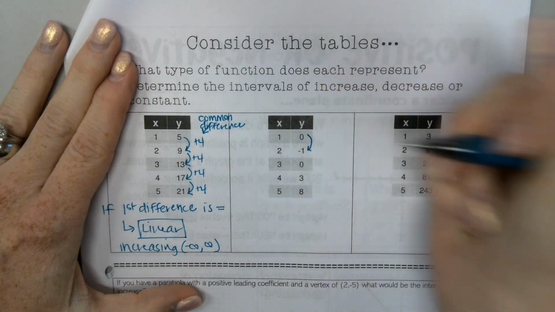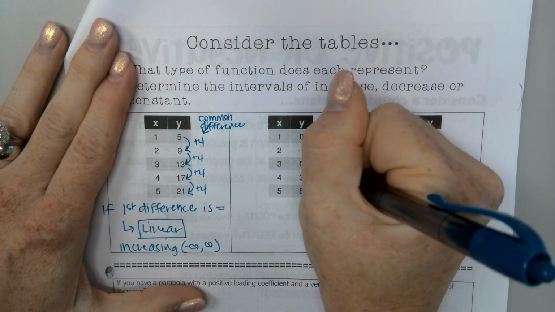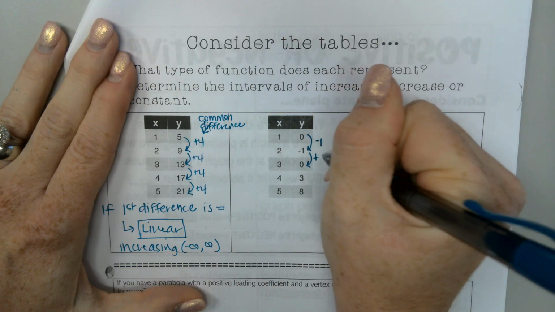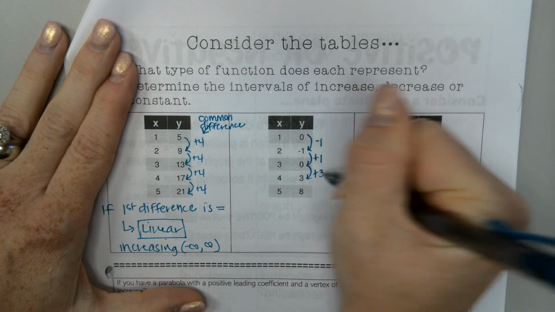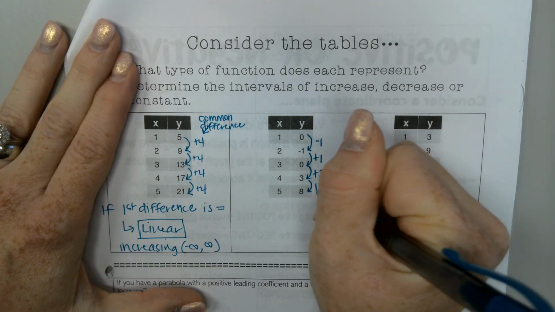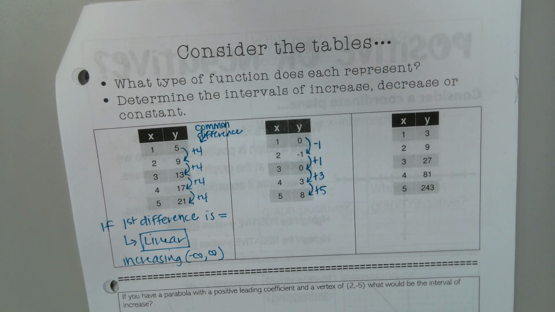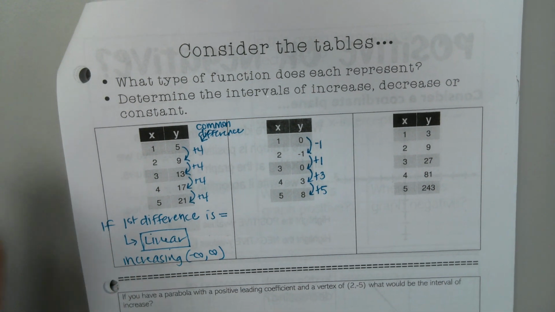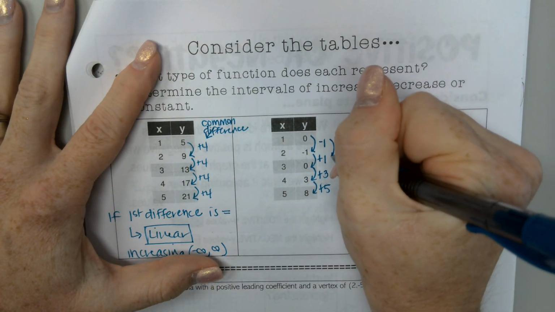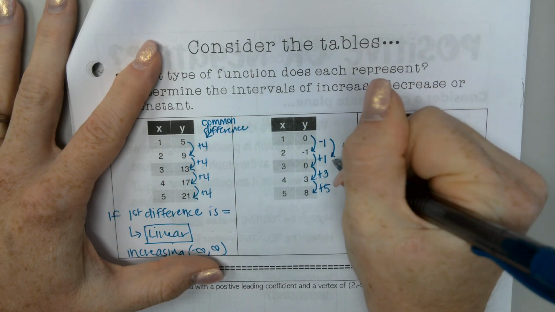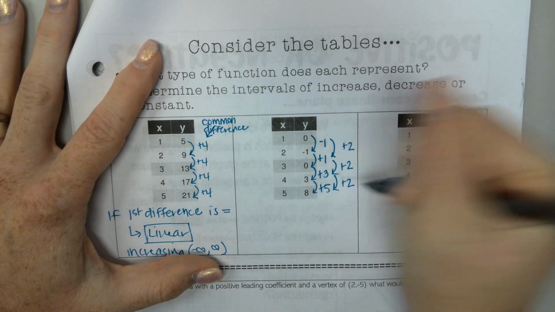What am I doing to get from 0 to negative 1? Minus 1. Well, then I go back to 0, so that's plus 1. Then I go up to 3, so that's plus 3. And then I go up to 8, that's plus 5. That number's not the same every single time. So I'm going to go to my second difference. Okay? Here I am adding 2. I am adding 2. I am adding 2.